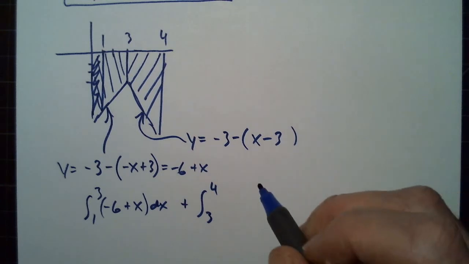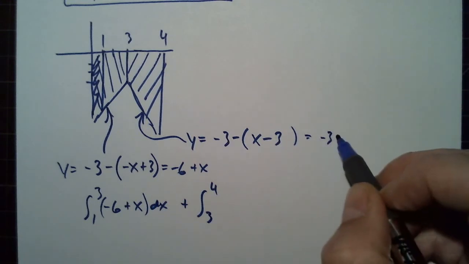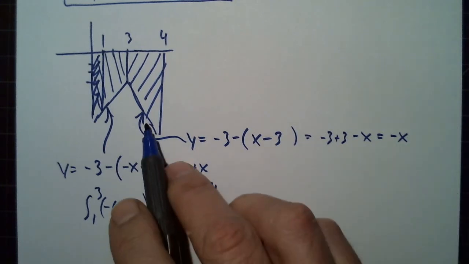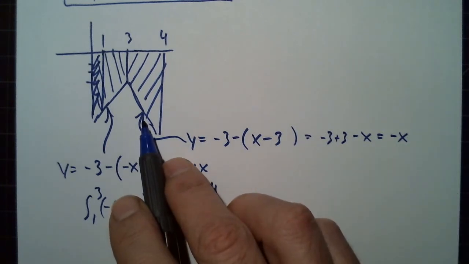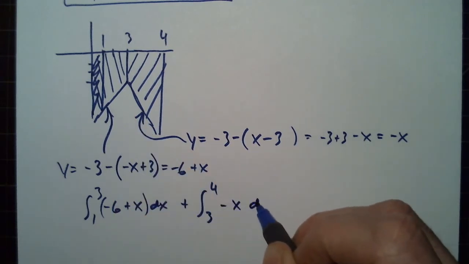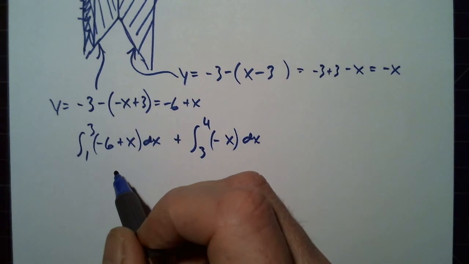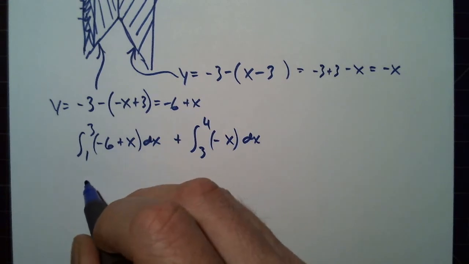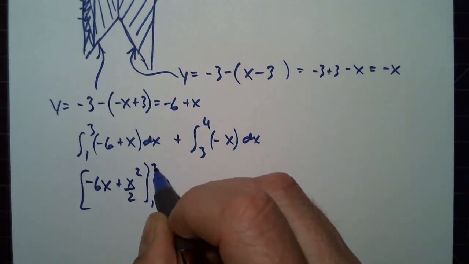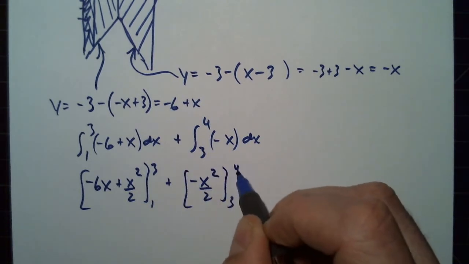From 3 to 4, we're going to integrate this. This is going to be negative 3 plus 3 minus x, which is negative x. So the graph of this line is y equals negative x, and we're going to integrate from 3 to 4. Okay, and that's going to be negative 6x plus x squared over 2 from 1 to 3, and here it's going to be negative x squared over 2 from 3 to 4.